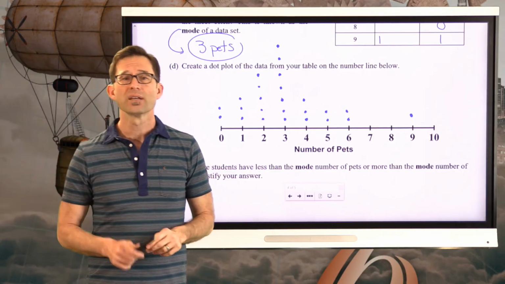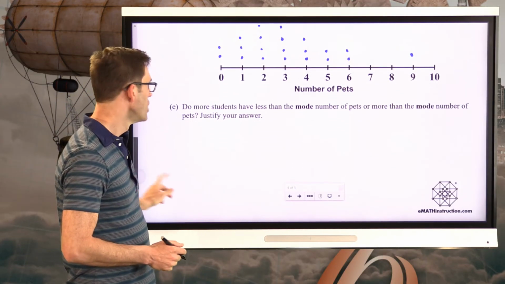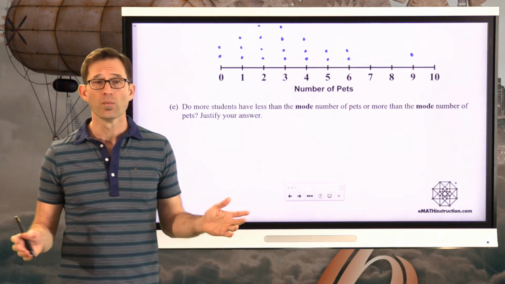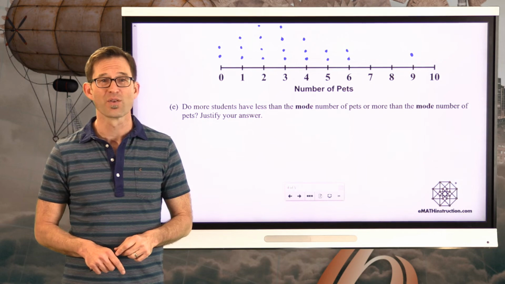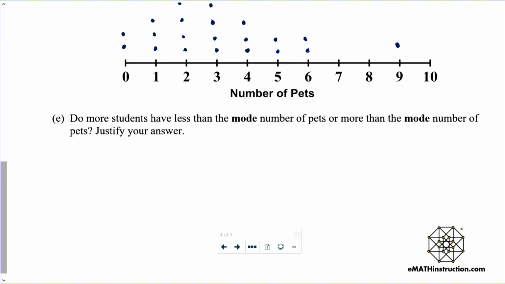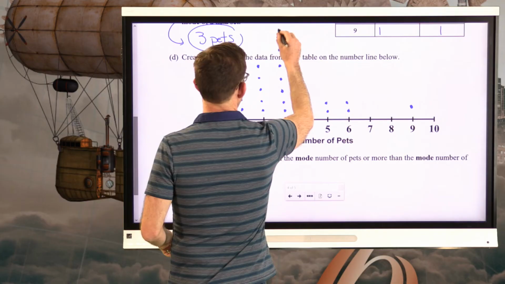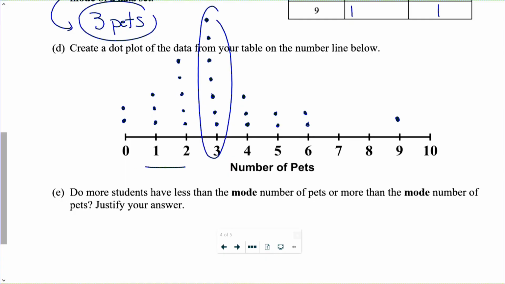All right. Let's answer this last question. Do more students have less than the mode number of pets or more than the mode number of pets? Justify your answer. All right, well, see if you can figure out the answer to this. All right, well, the mode number of pets, right, was 3. All right, so these are the people that have less, and these are the people that have more. So let's just add them up.